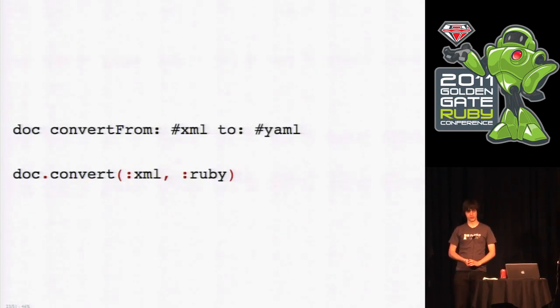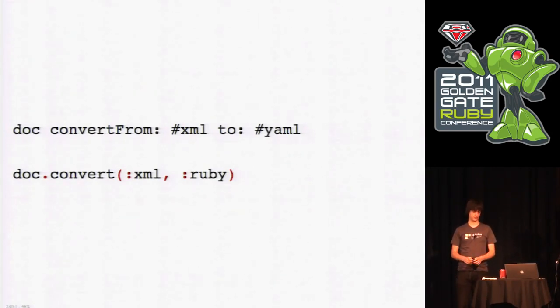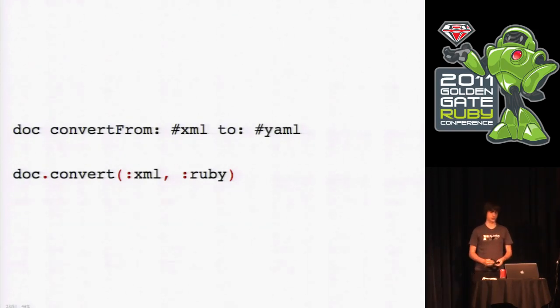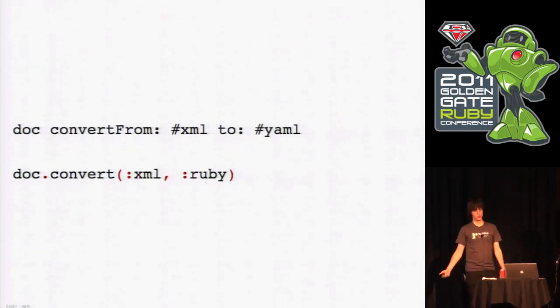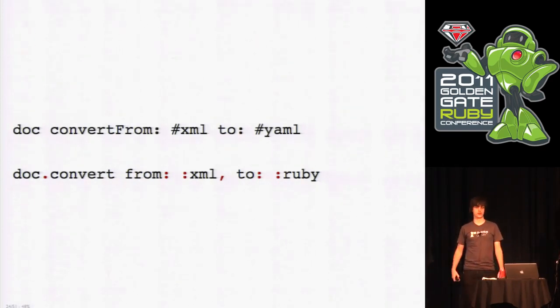This is what a method call with two arguments looks like. So the method name for this call is actually convert from to, but the arguments are woven into that method call, which is kind of like keyword arguments. We do that sometimes in Ruby with options hash, but it's not quite the same because here the arguments are actually part of the method signature.